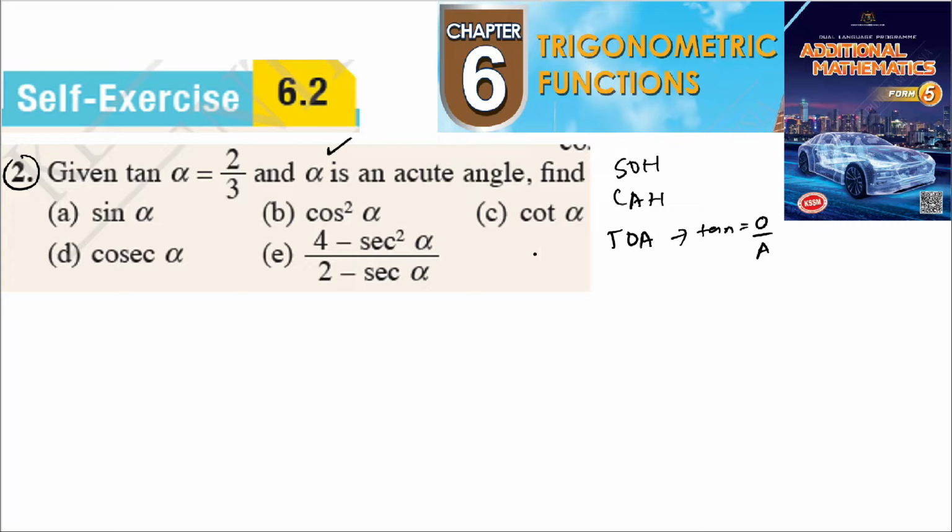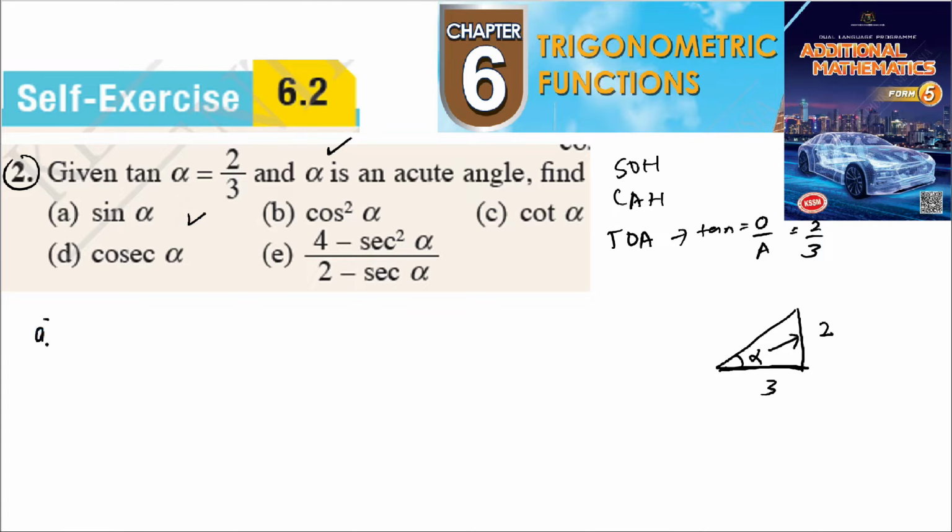So if I just draw A here, this one is A. Tangent is actually equal to opposite divided by adjacent. And it's given that tangent A is equal to 2 over 3. So we know that the opposite to A here is 2 and the adjacent to A here is 3. Okay, find sine A.